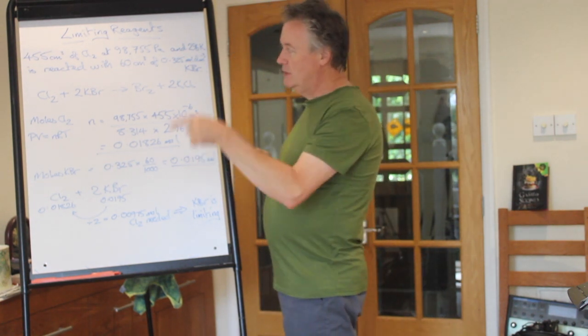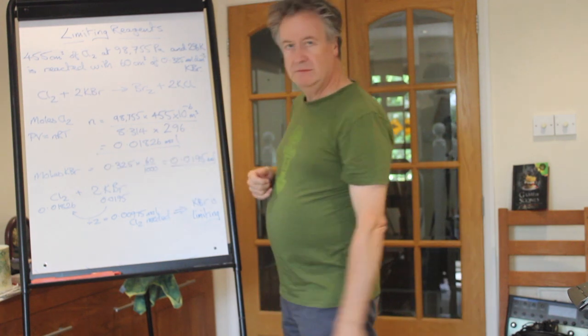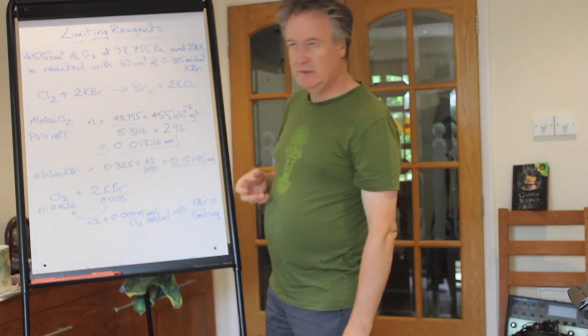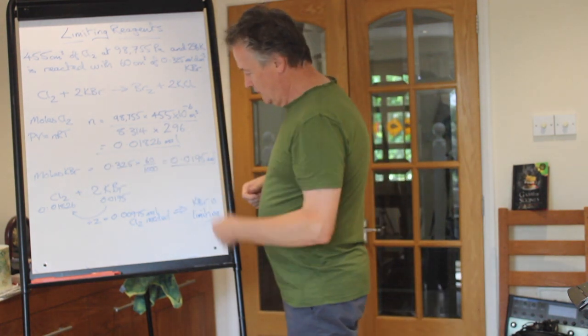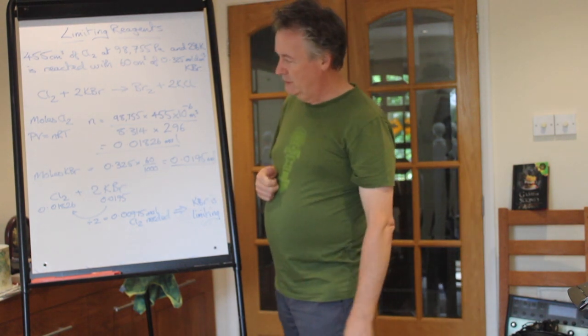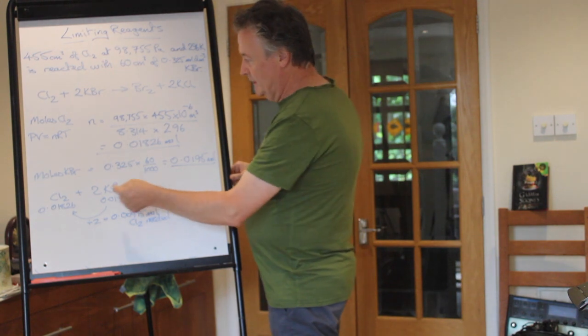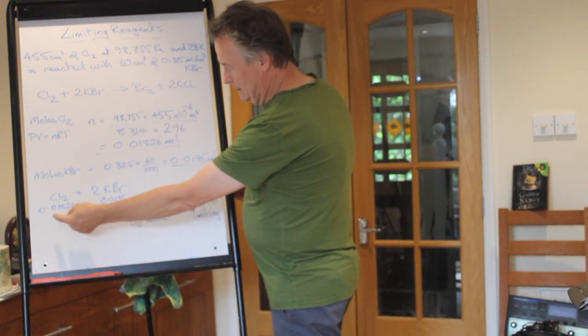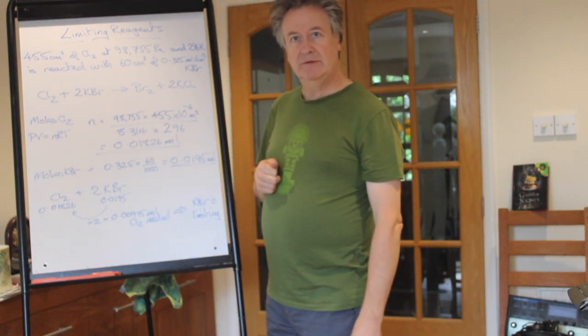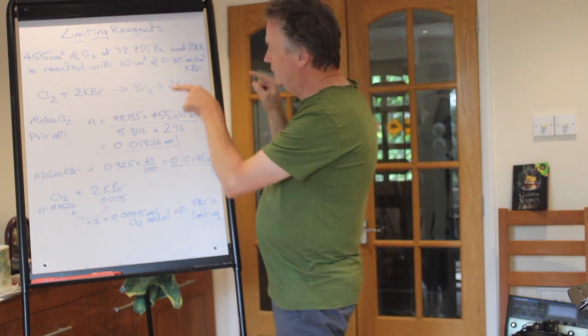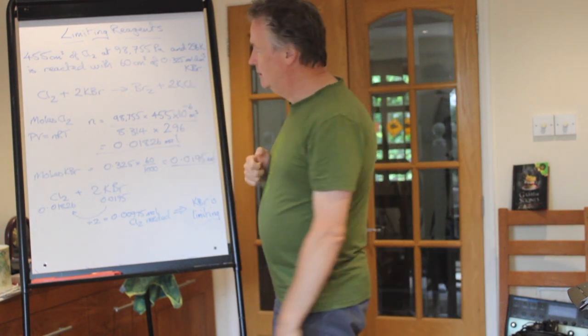0.1826. Number of moles of KBr, standard, how many moles in a volume of a solution. There it is there, and it's 0.0195. I'm not going to go through all of that, just assume that you can do these things. And then when you do the limiting thing, you need to look at the chlorine reacting with 2 KBr, because there's the equation with the balancing in it.